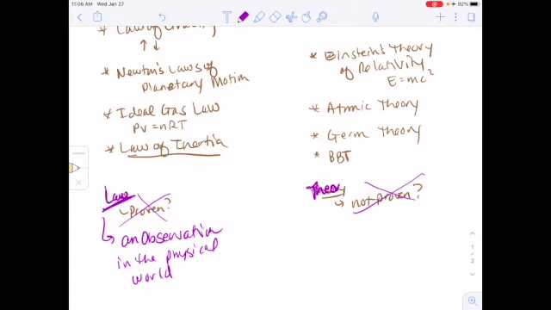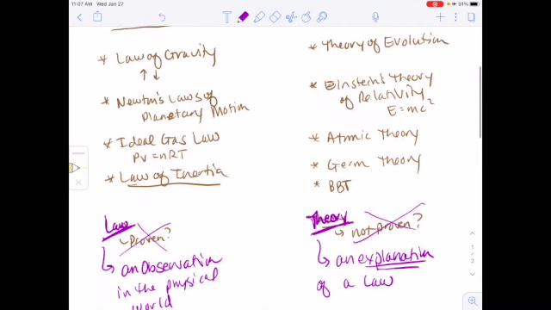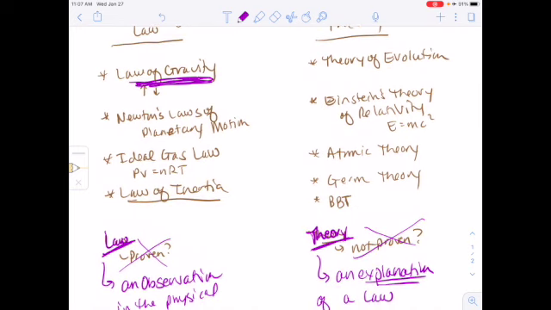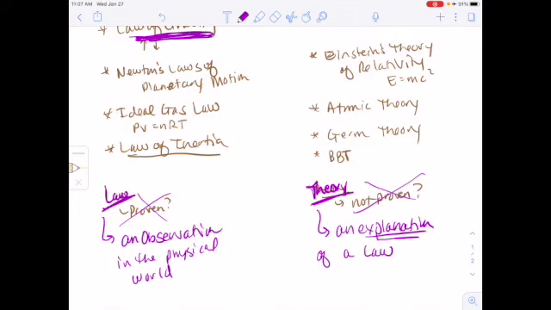Whereas a scientific theory with a capital T is an explanation of the law. It's why the law is what it is. So, for example, the law of gravity. The law of gravity says that if things go up, they must come back down. It doesn't say why things come back down to earth when you toss it up in the air.